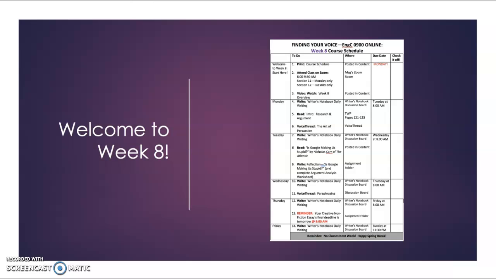So, first of all, here's your course schedule that you should have printed and you should be using to keep track of all of the assignments that you are doing every week. The big thing I would like to talk to you about is we only have one class scheduled this week, Monday only and Tuesday only. So I will see all of the Monday people on Monday, I will see all the Tuesday people on Tuesday, and then I won't see you again until after spring break, which is next week.